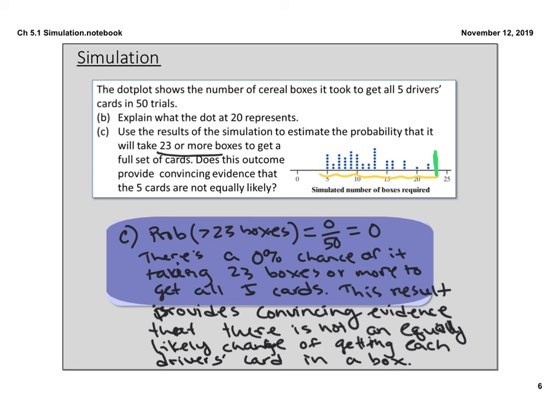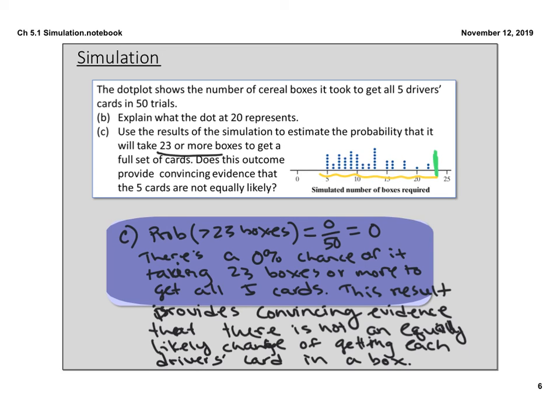Because it was so unlikely for us to need to buy 23 boxes. In our simulation of 50 trials, no result was 23 or above. That happened 0 times. So in our simulation of 50 trials, where each of the 5 drivers was equally likely, okay, because we used a random number generator of 1 through 5, there was an equally likely chance of getting numbers 1 through 5. In our simulation of 50 trials, 0 times did we need 23 boxes or more.